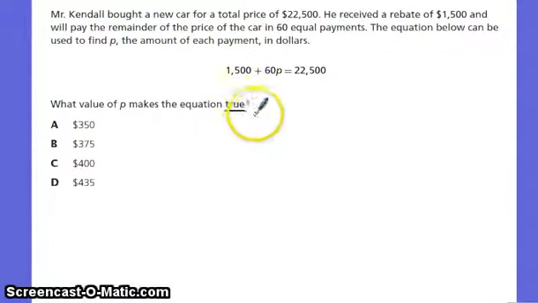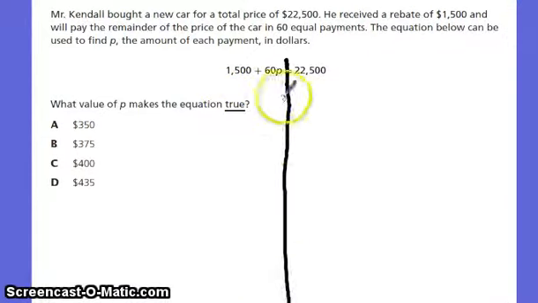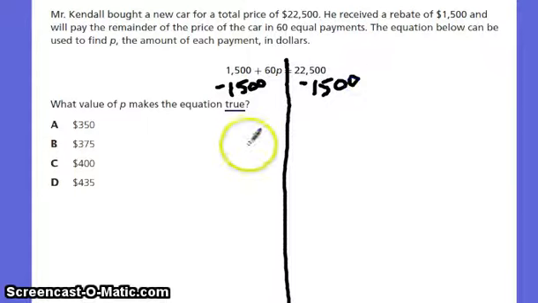Mr. Kendall bought a new car for a total price of $22,500. He received a rebate of $1,500 and will pay the remainder of the price of the car in 60 equal payments. The equation below can be used to find P, the amount of each payment, in dollars. What value of P makes the equation true? We're going to subtract $1,500 from both sides. They gave us the equation. All we have to do is solve it.